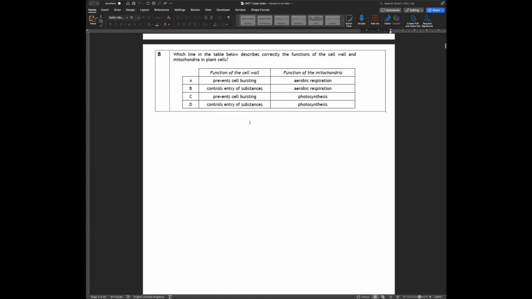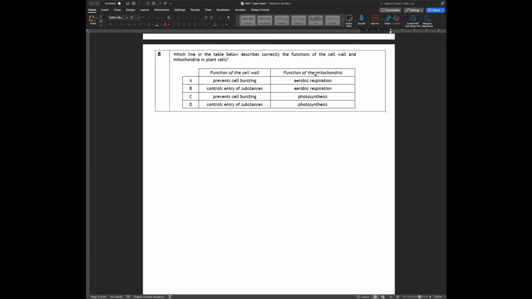And another question here, which line in the table correctly describes the functions of the cell wall and the mitochondria in plant cells? So for the column here, function of cell wall, we've got 2 choices. We either say it prevents the cell bursting or it controls the entry of substances. Now, we know for sure that controlling the entry of substances is the job of the cell membrane. And if we think about the job of the cell wall, it's to provide structure and support and shape for the cell. So therefore, that is going to be what prevents the cell bursting.